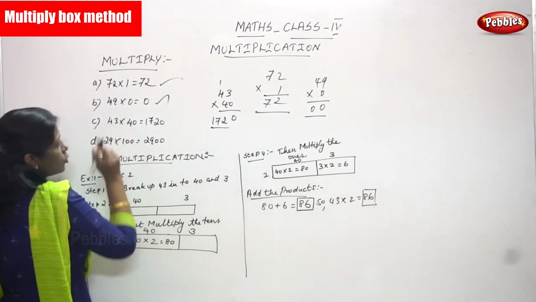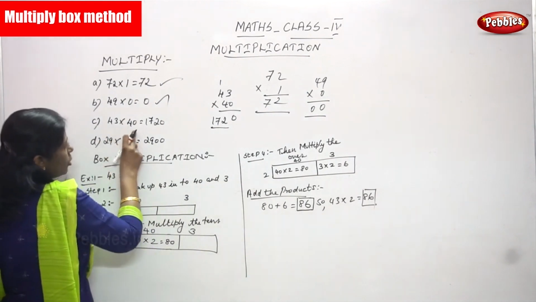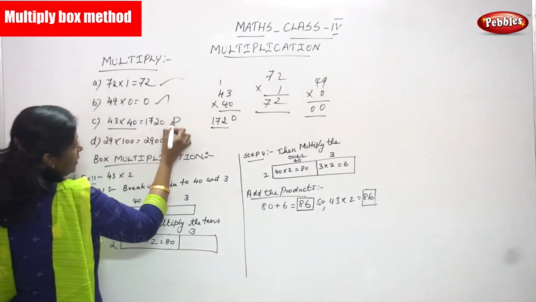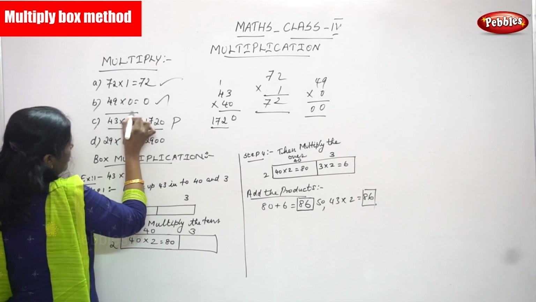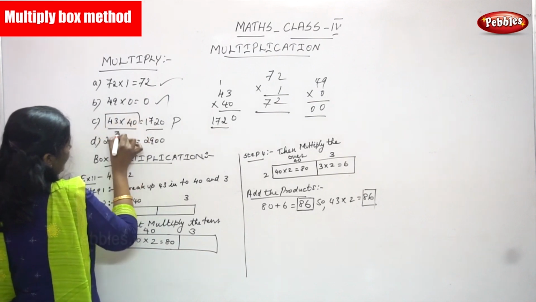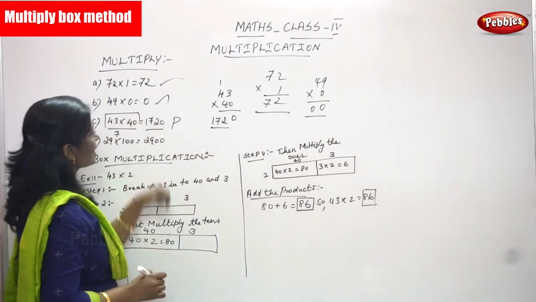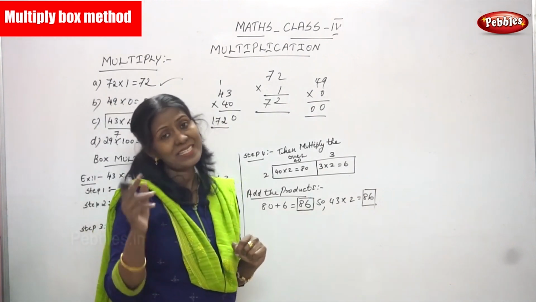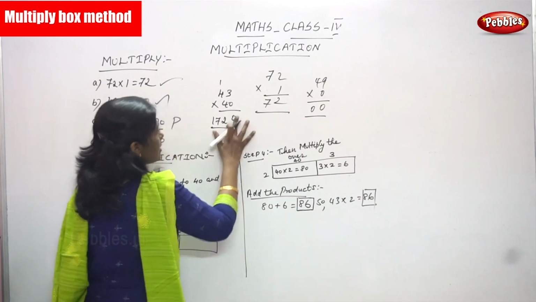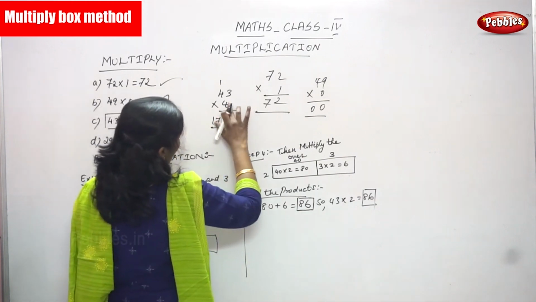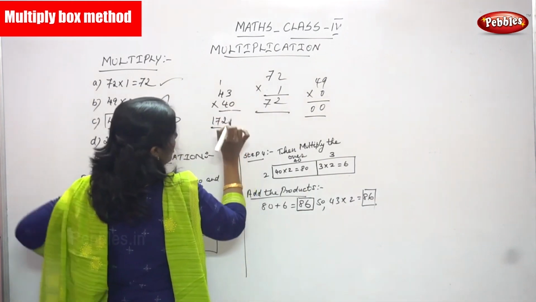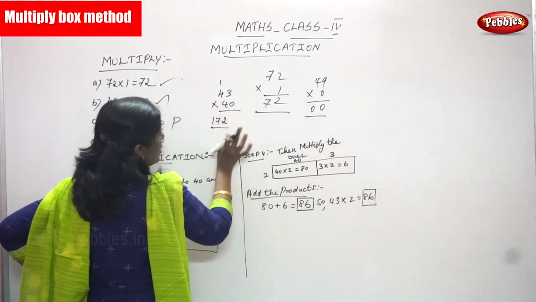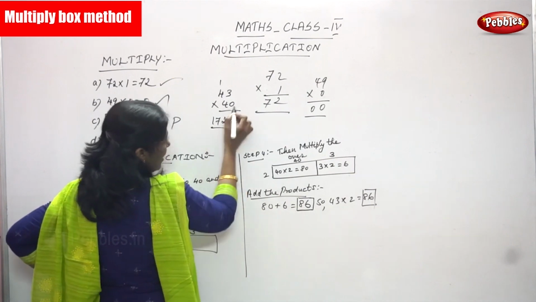Now 43 into 40. These two are factors and this is the product. So 43 into 40: first you multiply only the numbers, then you add the 0. Don't consider the 0 at first; finally you add the 0. Only one 0 is here.